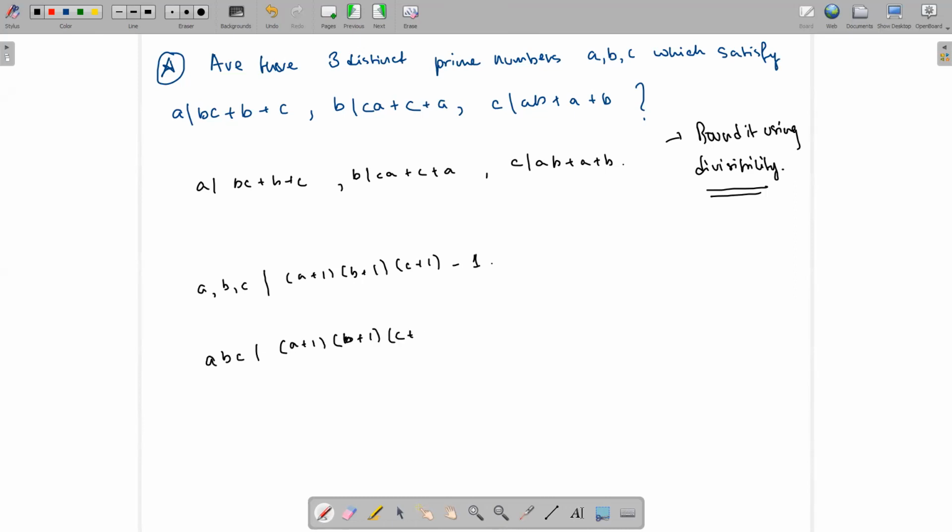Yeah. And now why is this true? Because a, b, c are primes, so their LCM also divides them. LCM is abc. Yes, correct. So this would not be the case in general. Okay. So abc divides this. That's correct. Now what can we say?